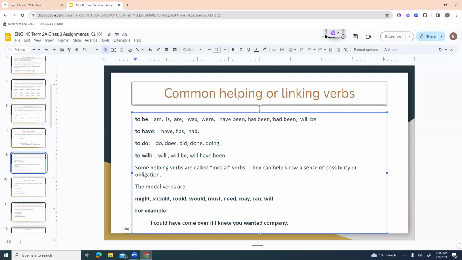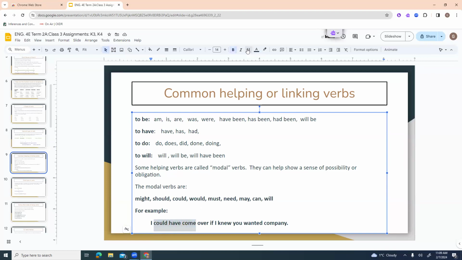Now, there are also some special helping verbs that are called modal or sometimes auxiliary verbs, and they can help show a sense of possibility or obligation. And these verbs are might, should, could, would, must, need, may, can, will. So if I've got a sentence like, I could have come over if I knew you wanted company, where are the verbs there? There's a whole bunch right here at the beginning. I could is my modal one, have is a helper, and come would be my action one.